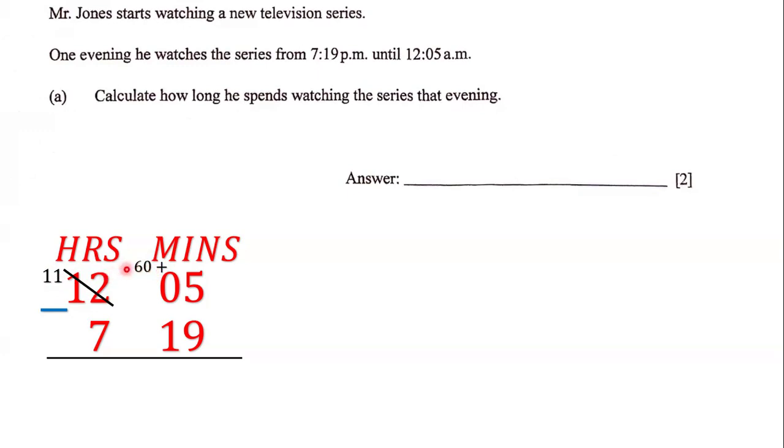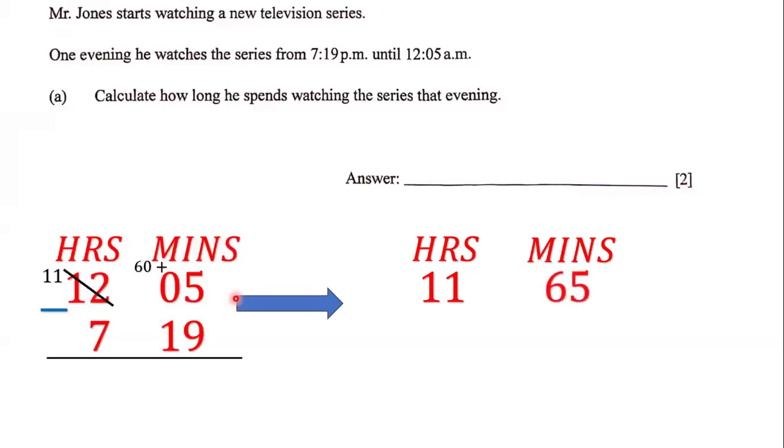Now, 1 hour is 60 minutes. And so when we borrow that whole hour and bring it over to the minute side, that translates to 60 minutes. So now we have 60 minutes plus 5 minutes. And so now we construct our question as follows. On the hour side, we have 11 hours. And on the minute side, we have 60 plus 5 minutes, which is 65 minutes. And at the bottom, we still have 7 hours and 19 minutes. And now we must subtract.